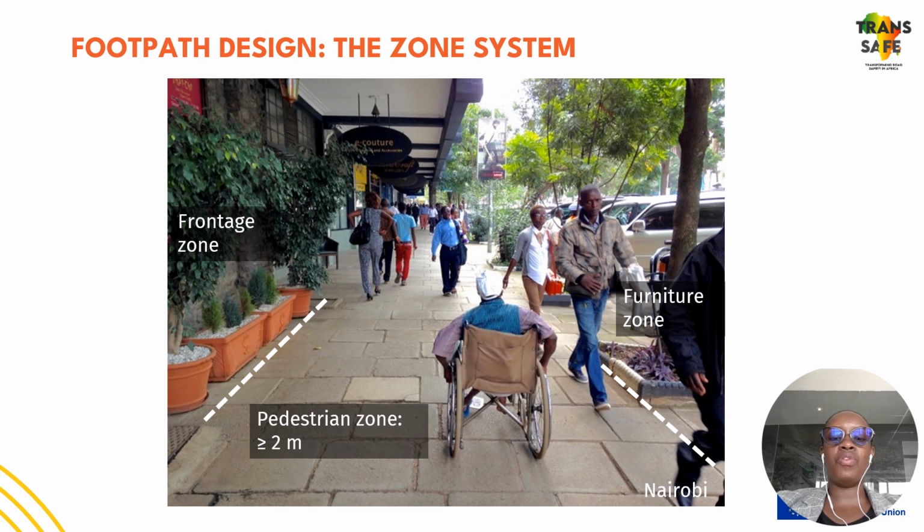We have a frontage zone, which is a buffer between the developments and the area of the footpaths where the pedestrians walk. We have the pedestrian zone, which needs to have adequate clear width for free movement of the pedestrians. It should have no obstructions and it should allow for universal access. And we have the furniture zone, where we have trees, street lighting, and utility boxes, so that these are not placed on the pedestrian zone, obstructing movement.